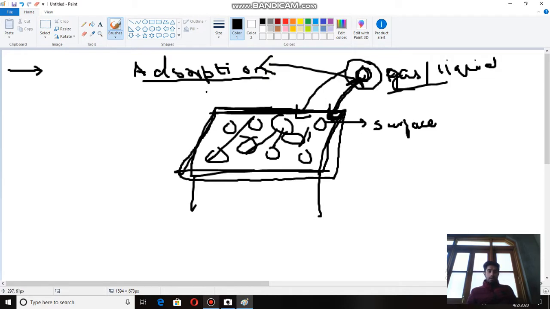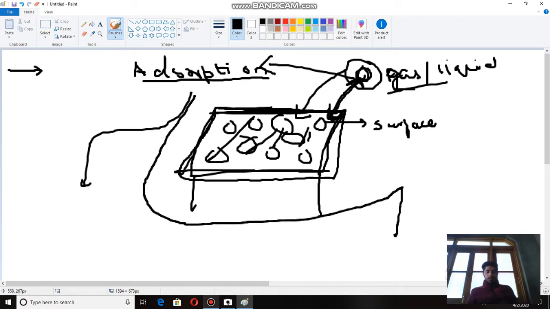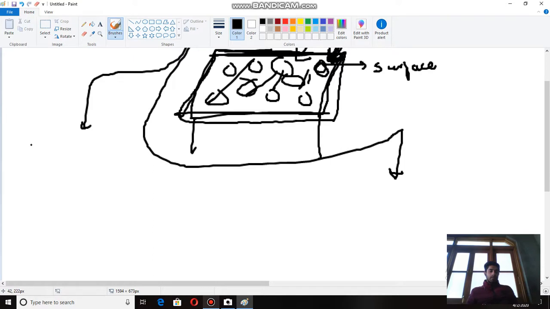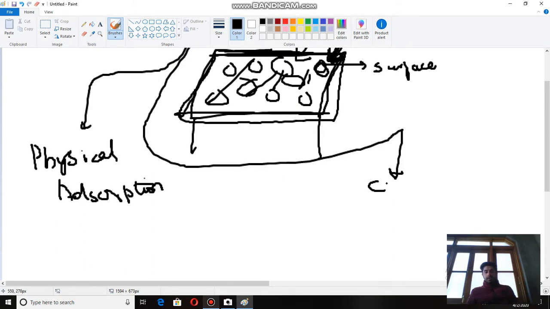Now adsorption is classified in two types depending upon the nature of this attractive force between this particle and the solid particle. First one is physical adsorption, or it is known as physisorption. And second one is chemical adsorption.